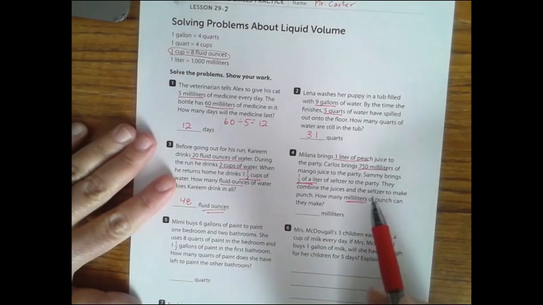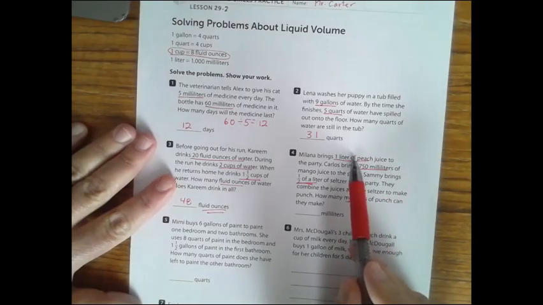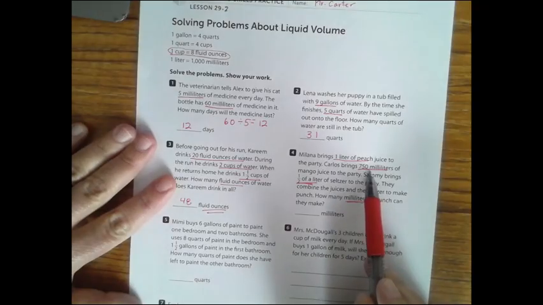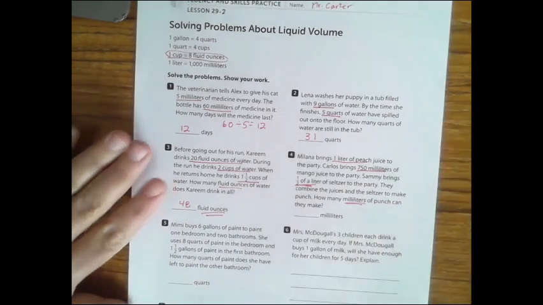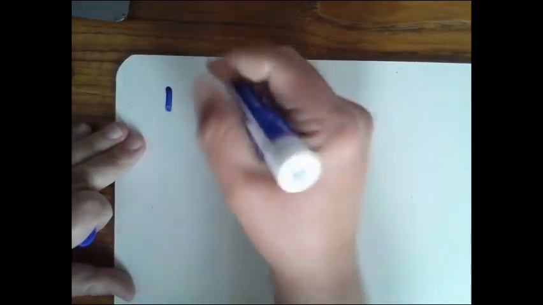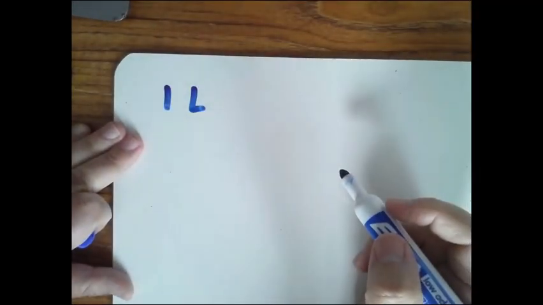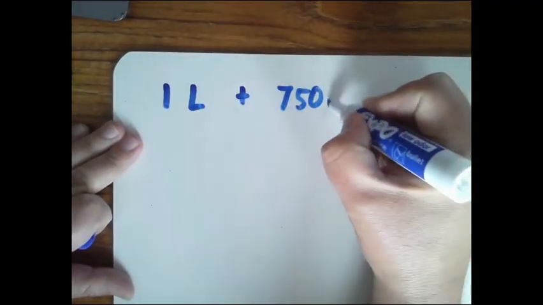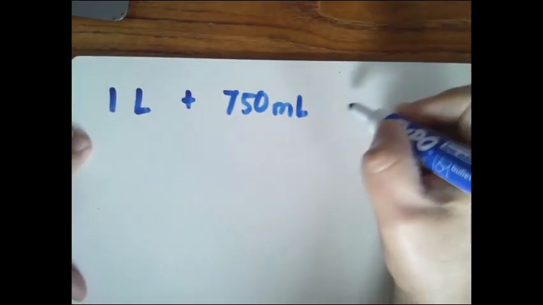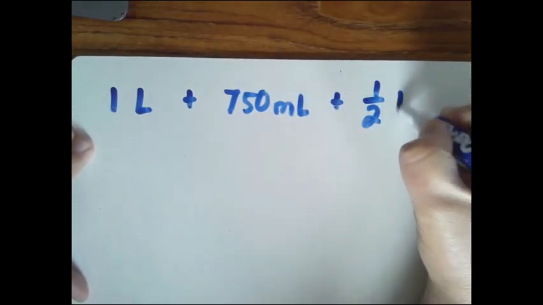So again, what we need to do is, we have to change this 1 liter into milliliters. We don't have to do anything with the 750 milliliters. We're going to leave that alone because it's already milliliters. And then again, we have half a liter over here, so we're going to change that into milliliters. All right. So again, it's 1 liter. I'm going to use capital L for liter, plus 750 milliliters, plus half a liter.